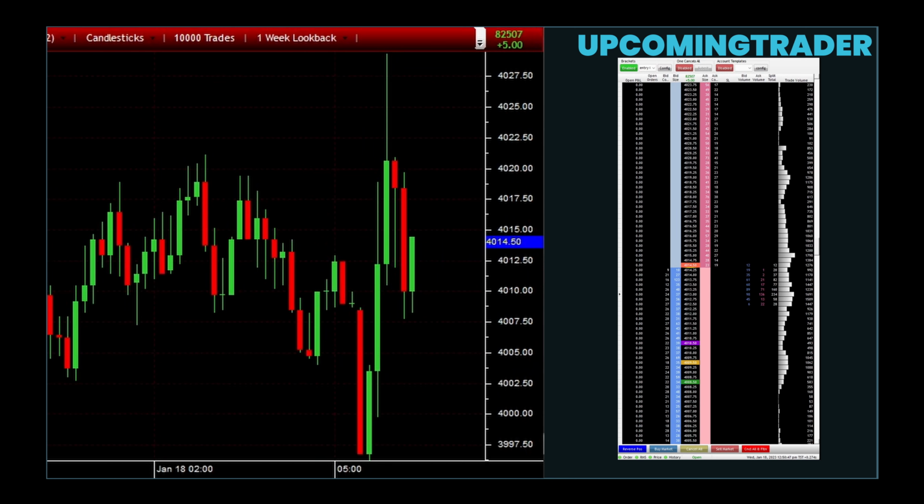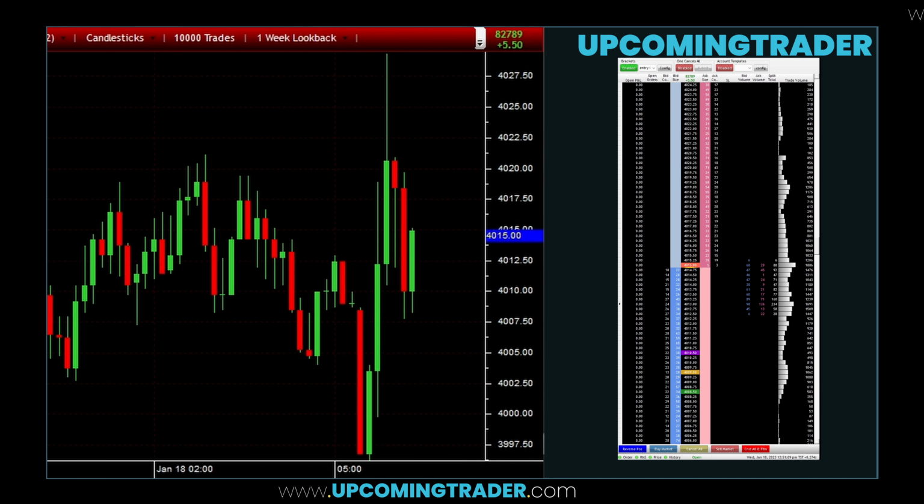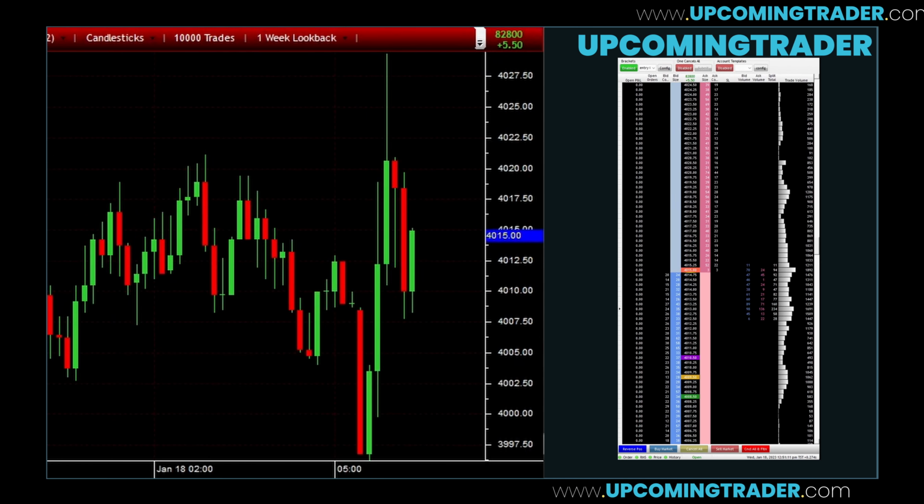Another key pattern is the doji. A doji forms when the opening and closing prices are almost the same, creating a very small body. This pattern represents indecision in the market. When you see a doji at a high volume area, pay close attention as it could signal a reversal, especially if there is a strong trend preceding it.